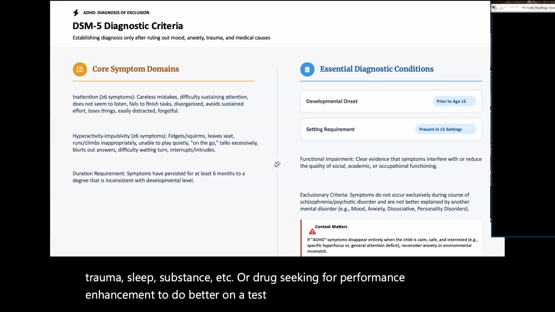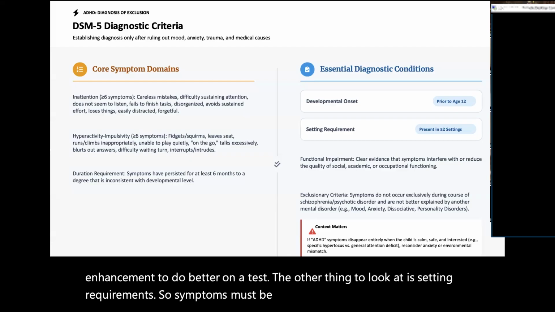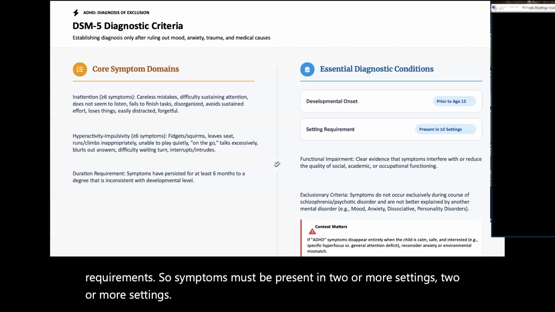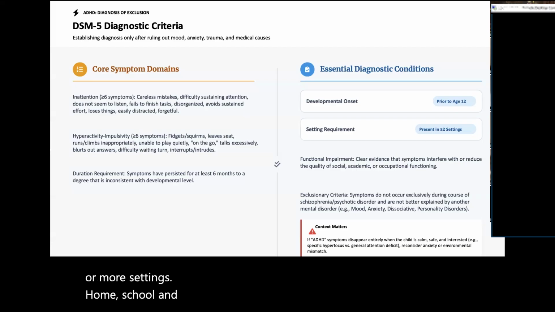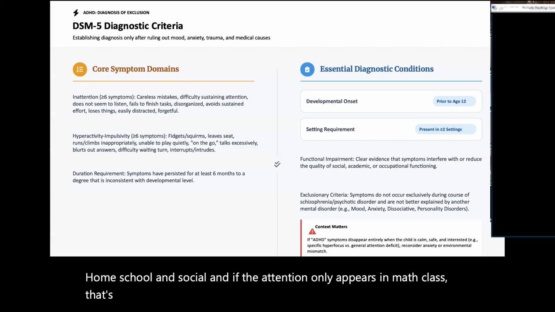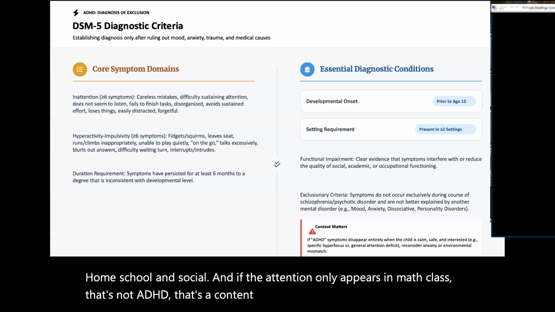The other thing to look at is setting requirements. So symptoms must be present in two or more settings: home, school, and social. And if the attention only appears in math class, that's not ADHD, that's a content specific struggle. So think of a specific learning disorder there.